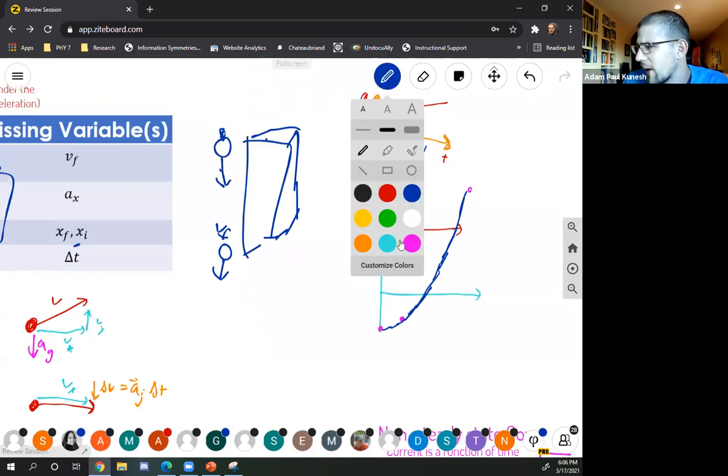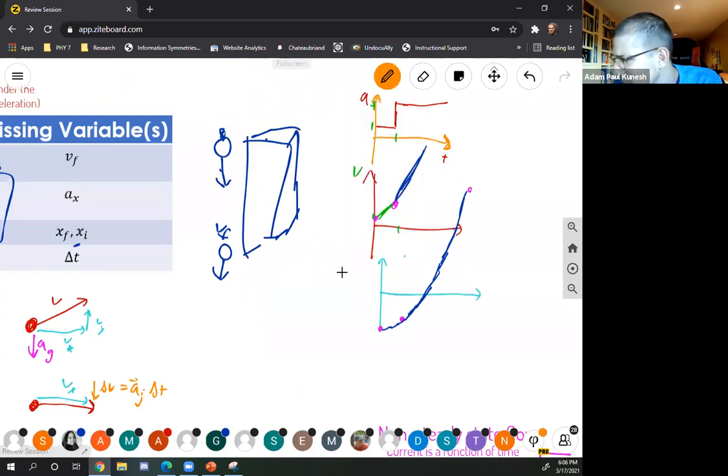I've kind of got my x graph running up into the velocity graph. That's pretty funny. x, t, t. Everybody's on the t position here.